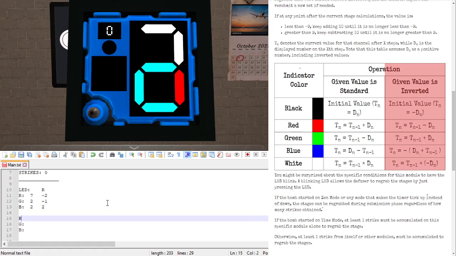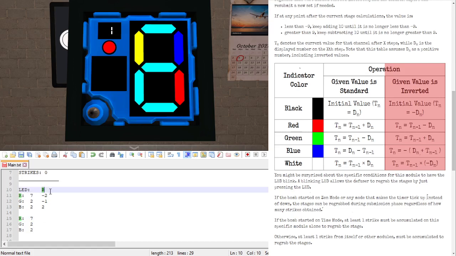Also, for the calculations, as you can see, the black stage is just the initial stage, so we just copy the numbers we got from the 0th stage. And from the first stage, we'll do the calculation. Since the LED is red, we'll do adding. So we add the number previously calculated, which is 7, to the number displayed, which is -2. 7 plus -2 gives 7 minus 2, which is 5. And 5 is our result for red.